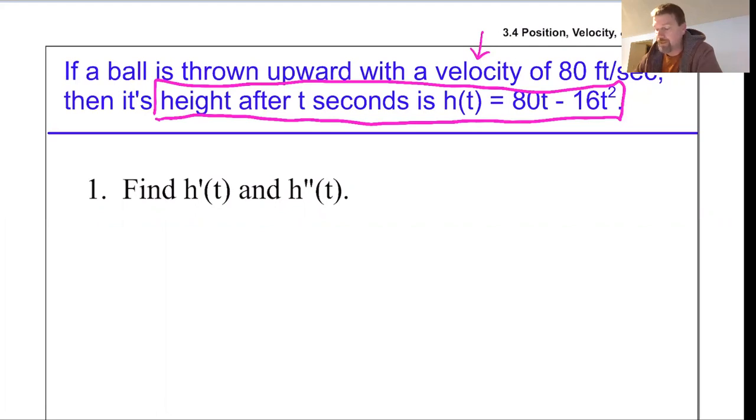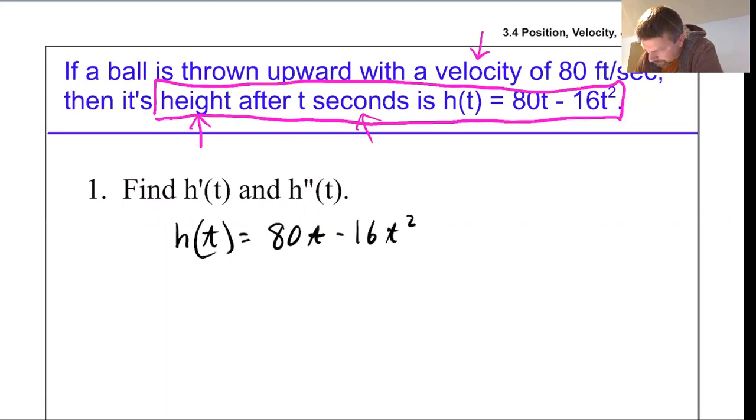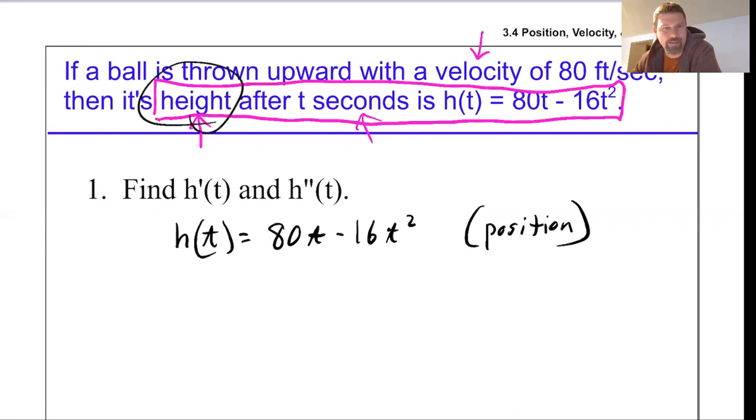How can I tell? Because it gave me height after a certain amount of seconds. Giving me height would be giving me position. How high up in the air is it? So that is a position function. H of t, I'm just going to rewrite it here, equals 80t minus 16t squared. And I'm going to write position out right after that. I know it's a position function because it's giving me the height in feet. Height is a position. I'm asked to find h prime of t.